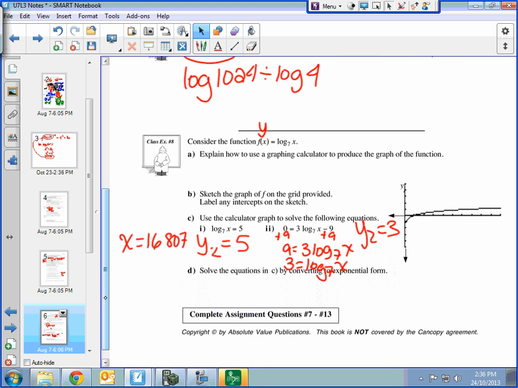Okay, so we're going to start the next lesson. Shay, if it's really confusing, please stop me and I will show you how to put it in your calculator, okay?